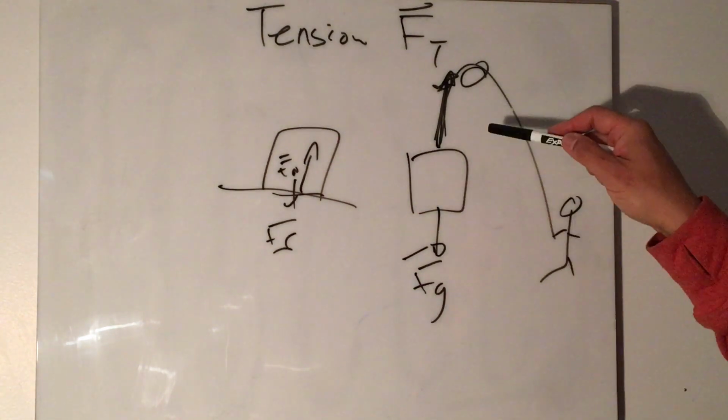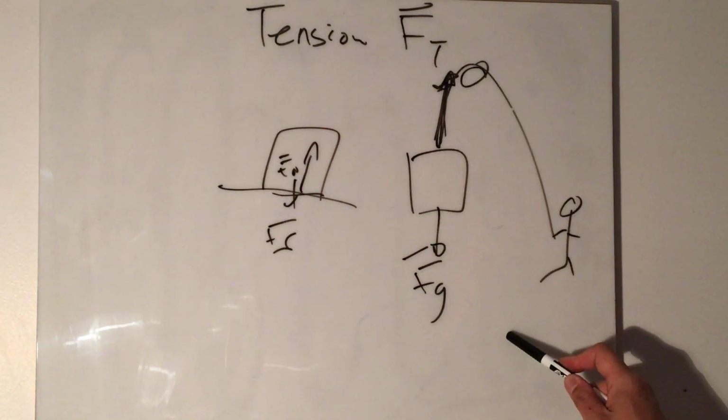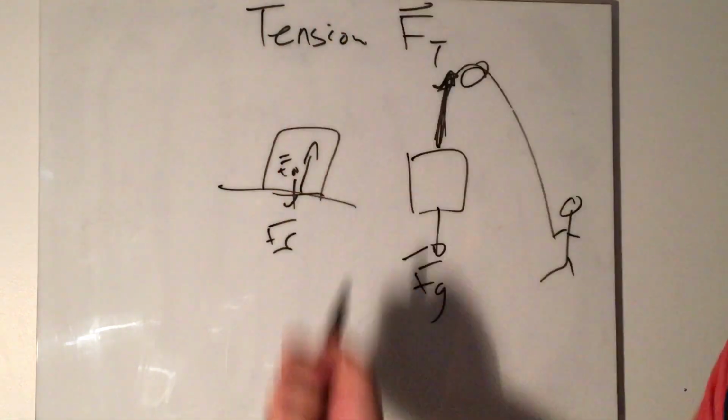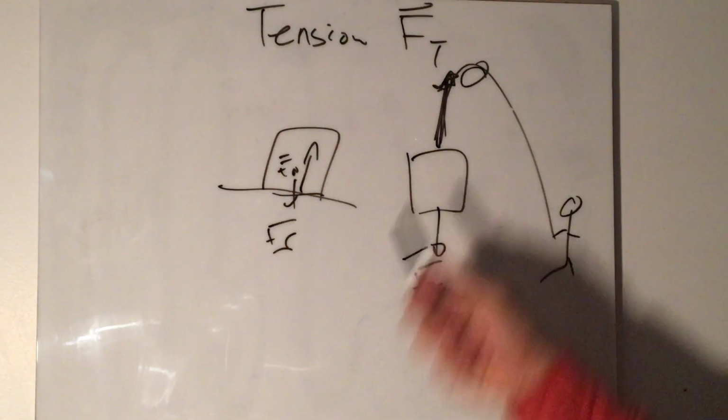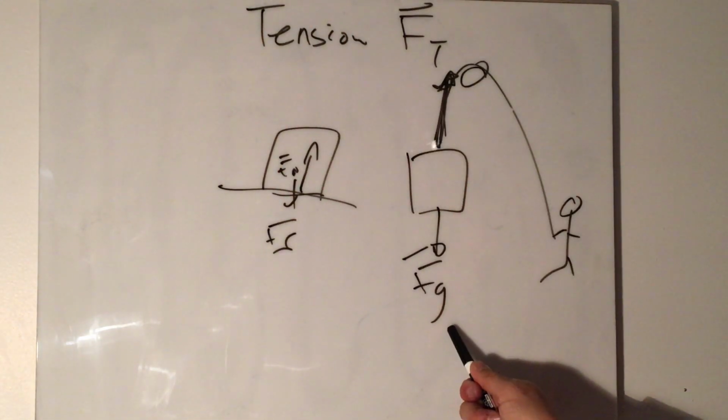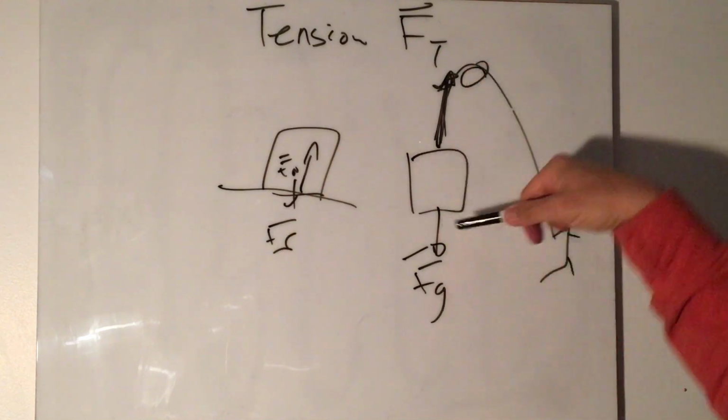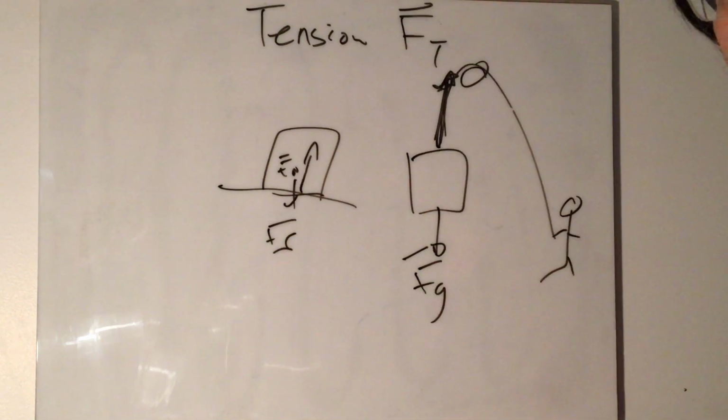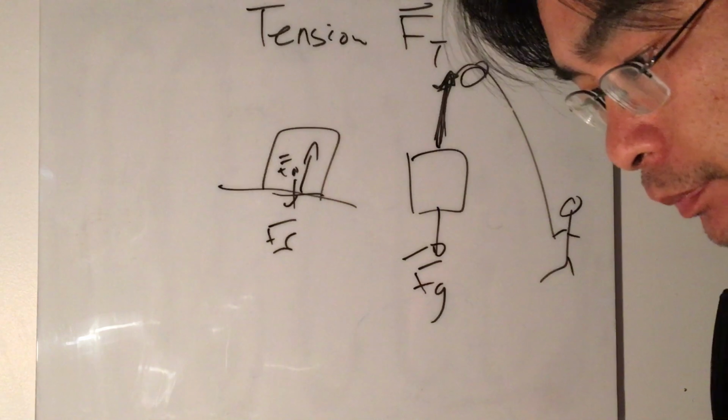So Ft is the same as Fg. Again, if you are keeping it in place, if I'm just holding the box up in the air without moving it, these two are the same. Otherwise, that one's greater if the box is going up. This one's greater if the box is coming down. Okay?